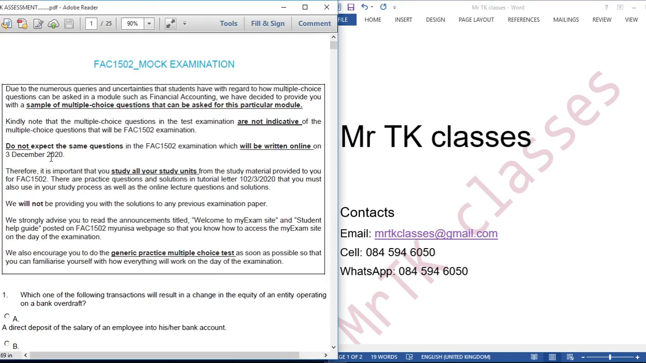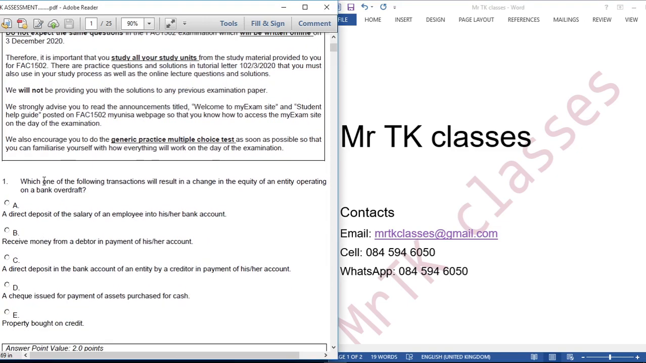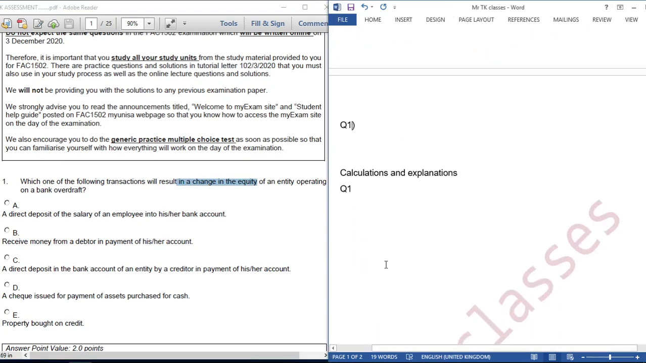So we move on to question 1. Which one of the following transactions will result in a change in the equity of an entity operating on a bank overdraft? So our whole question is here. We want something that will result in a change in the equity. So this is easy. We go to question 1, calculations.